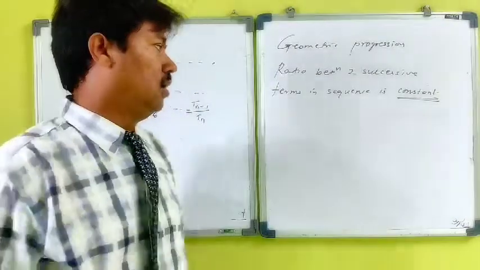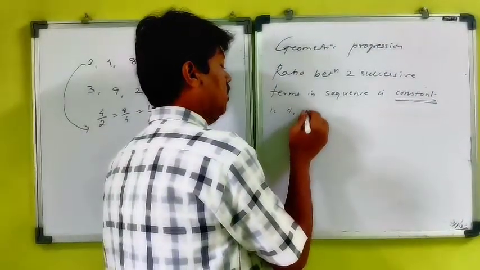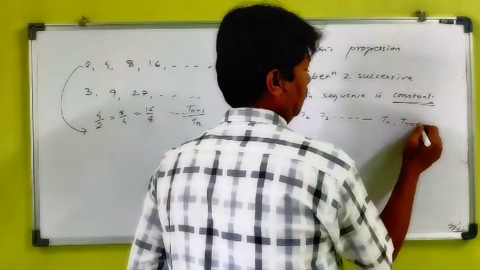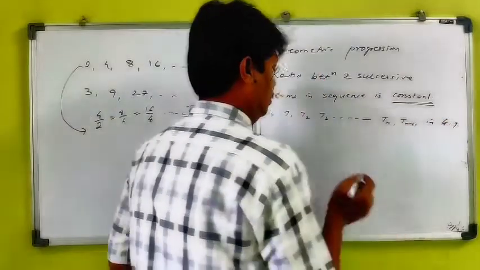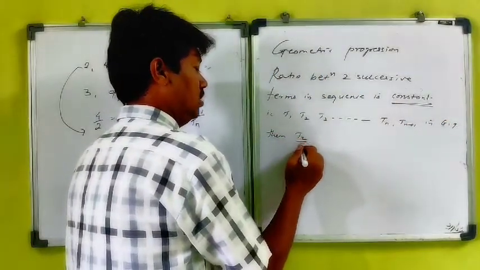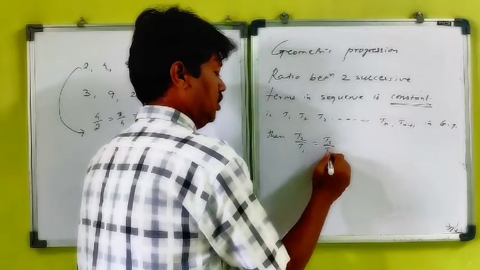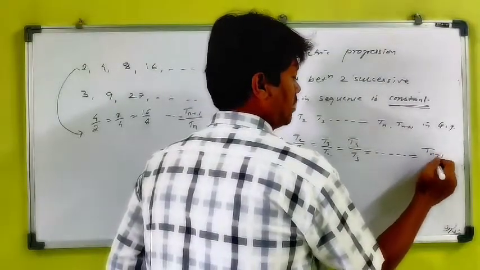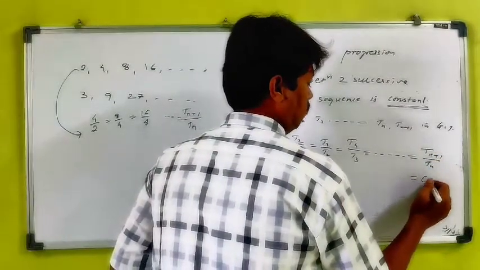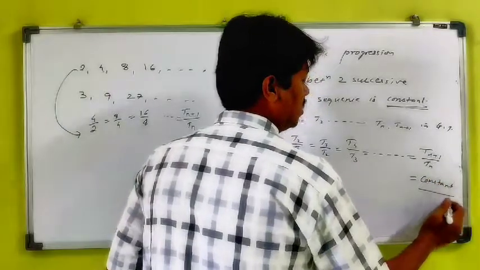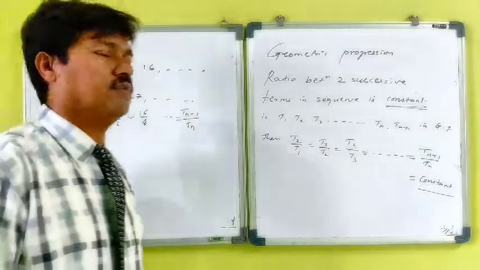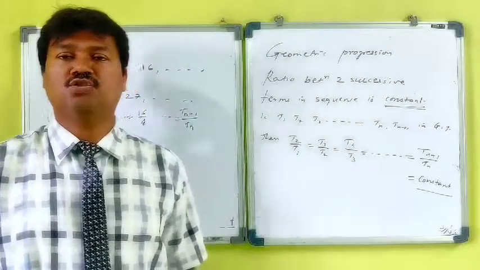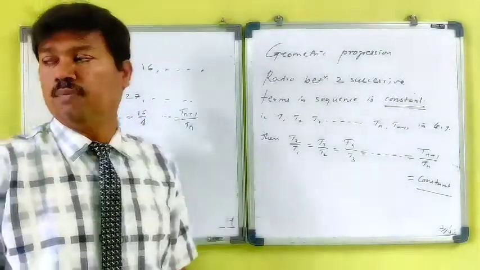That is, if T1, T2, T3, up to Tn plus 1 are in geometric progression, then T2 upon T1 is equal to T3 upon T2, is equal to T4 upon T3, is equal to Tn plus 1 upon Tn. That is equal to what? Constant, independent of n. When this type of sequence is there, it is called a geometric progression. That's very simple. So remember, this is the definition of geometric progression.